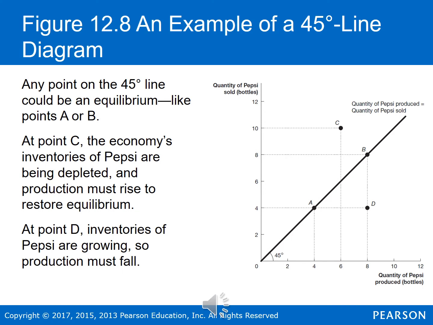Anywhere off of that line, the economy is not in equilibrium. For instance, at point C, the economy's inventories of Pepsi are being depleted. So in this case, production has to rise to restore equilibrium. And at point D, inventories of Pepsi are growing, so production is going to fall.